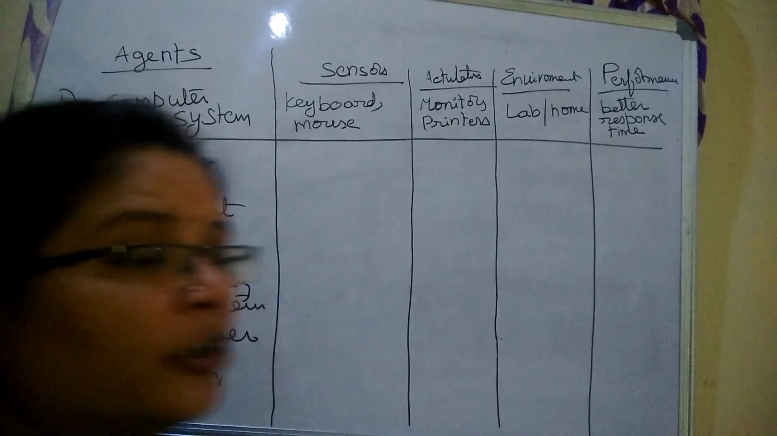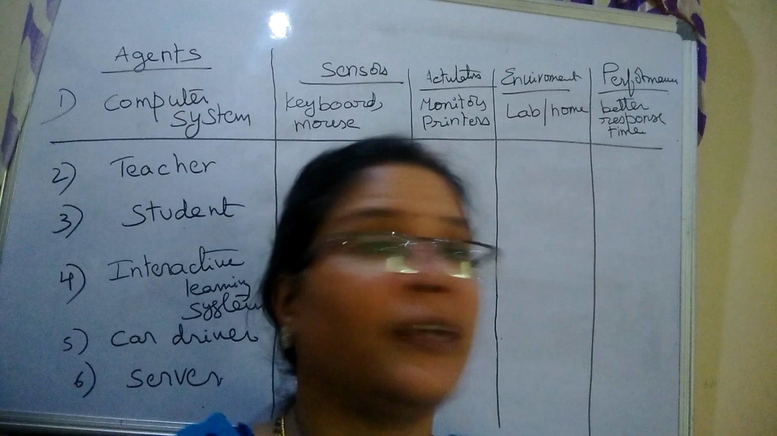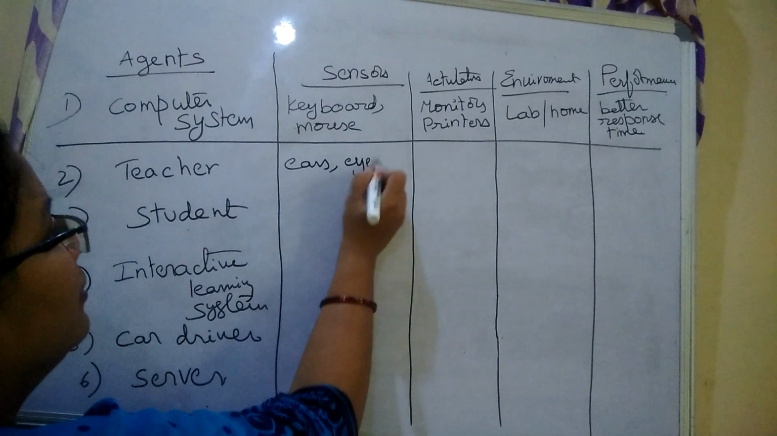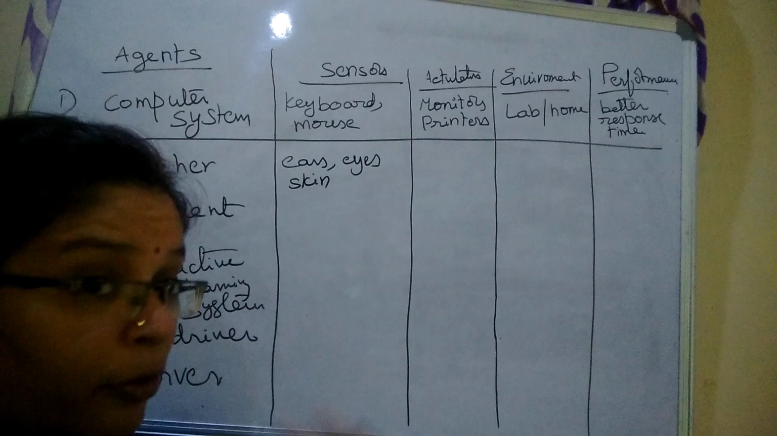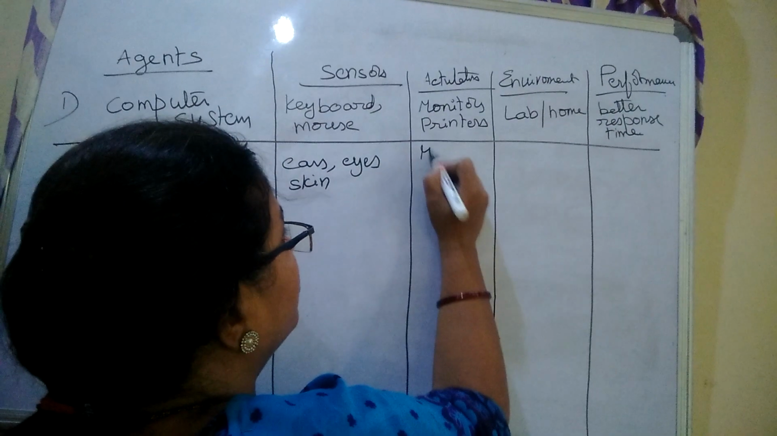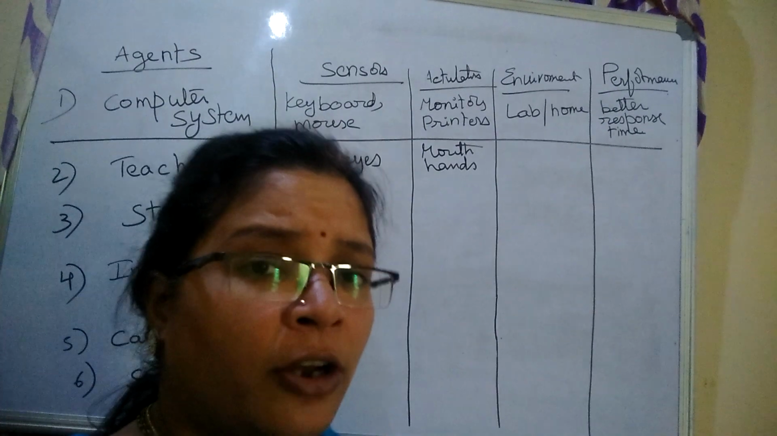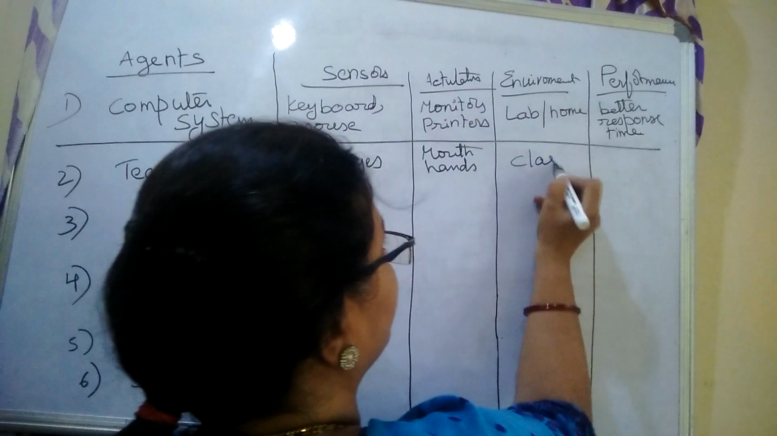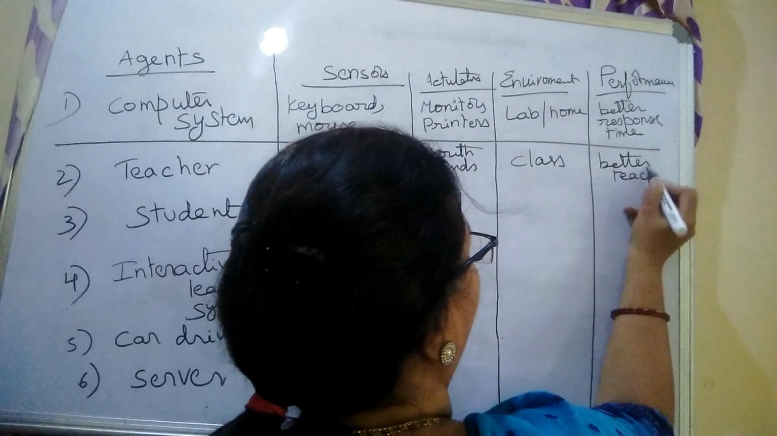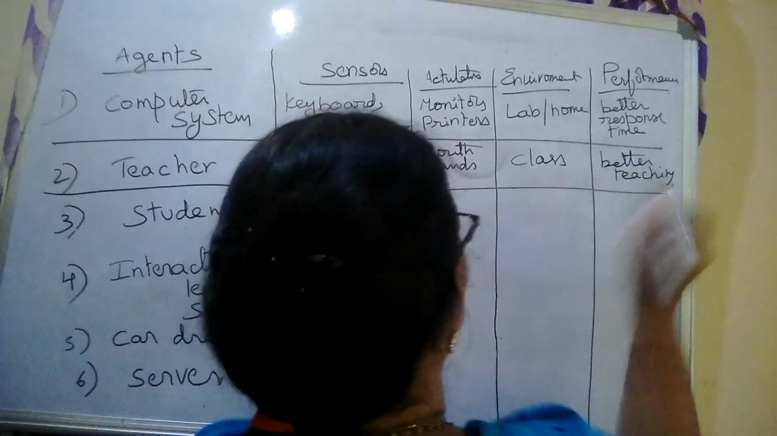Now, we talk about a teacher. What is a teacher actually? A teacher is a human agent. By default, a human agent, what are the various sensors? The sensors are nothing but ears, eyes, skin. What are the actuators? He or she can generate output through mouth and hands. In which environment normally will a teacher agent work? In class. What is the performance of a teacher? Better teaching. So these are the PEAS for a teacher agent.